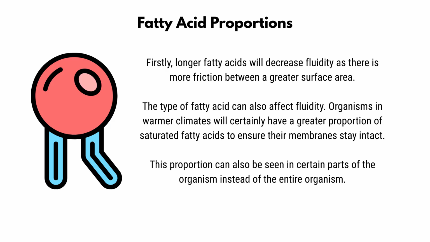And as stated earlier, the type of fatty acid can also affect fluidity. As a result, organisms that live more in warmer climates will definitely have a greater proportion of saturated fatty acids, because those are more tight and you don't want the membrane to be too fluid, to ensure that their membranes stay intact and their overall structure stays intact as a result. Differences in proportion can also be seen in just certain parts of the organism instead of spanning the entire one.